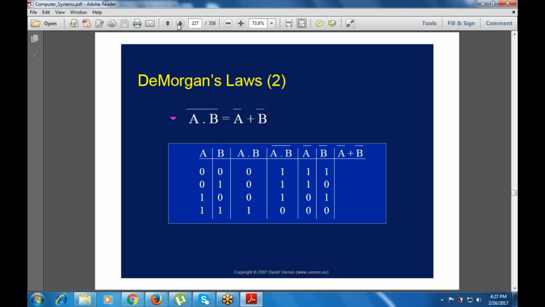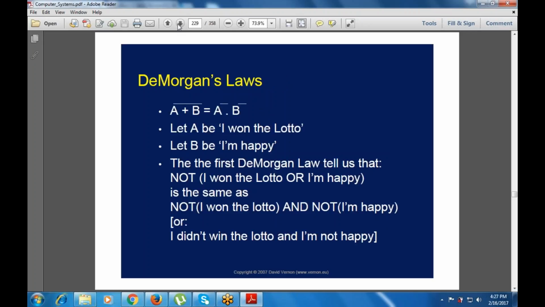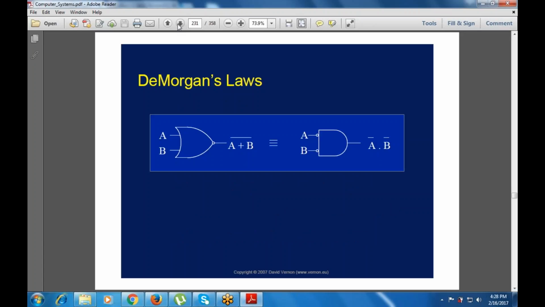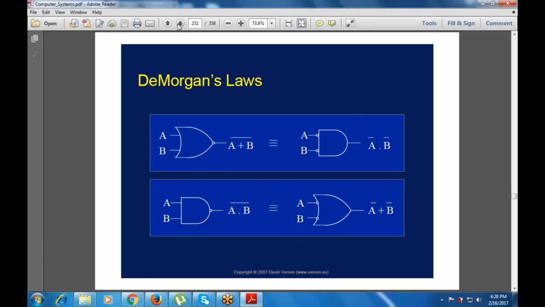This is 1 1 1 0. Now these are again the rules, that is (A + B) whole complement equals A complement times B complement. Now let A be "I won the lotto" and B be "I am happy". The first DeMorgan's theorem law tells us that "not (I won the lotto or I am happy)" is the same as "not I won the lotto and not I am happy". This is DeMorgan's theorem: (A + B) whole complement equals A complement times B complement.